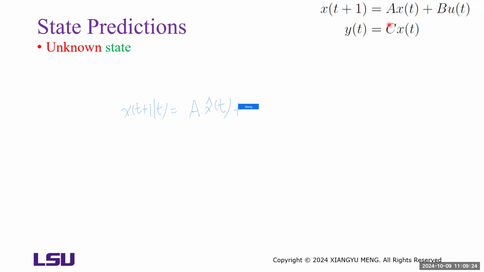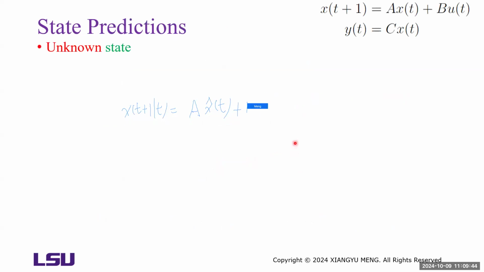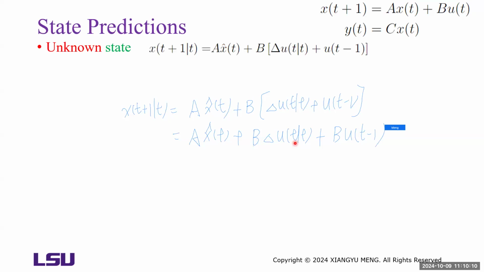Then we can use the state space equation to predict the next state, x(t+1). The prediction of x(t+1|t), based on the state space equation, will be A x hat t plus B u(t|t). Here we use the hat notation to denote the estimate of x(t) if the state variables are not available. Based on the previous equation, u(t|t) is delta u(t|t) plus u(t-1). So we have A x hat t plus B delta u(t|t) plus B u(t-1). This is the equation to predict x(t+1) at the current time t.